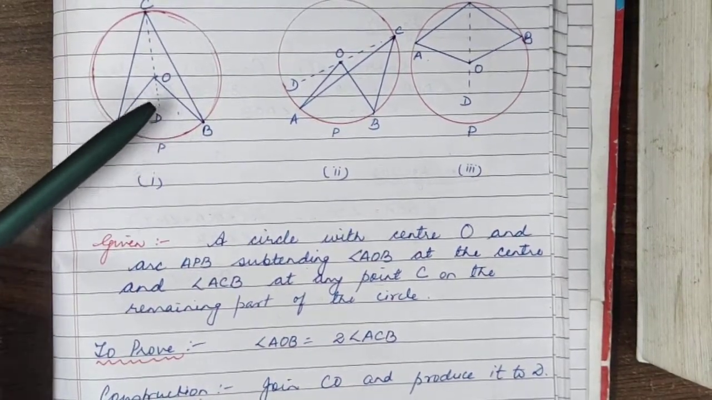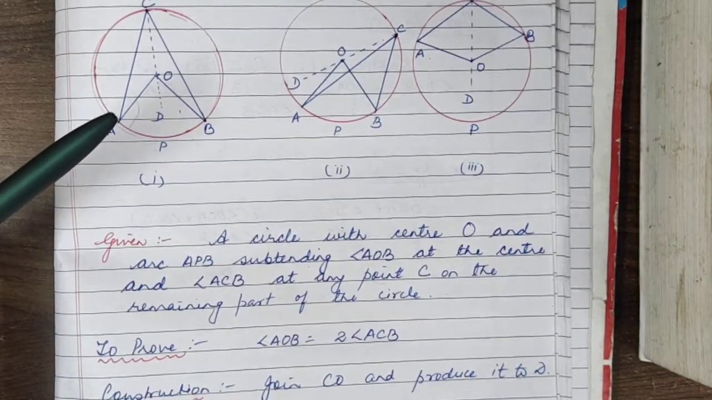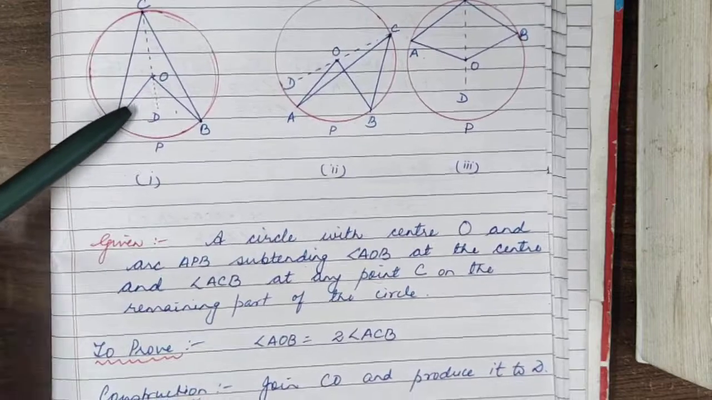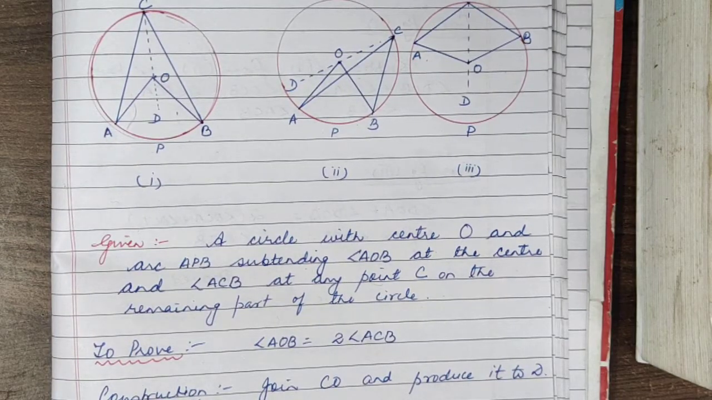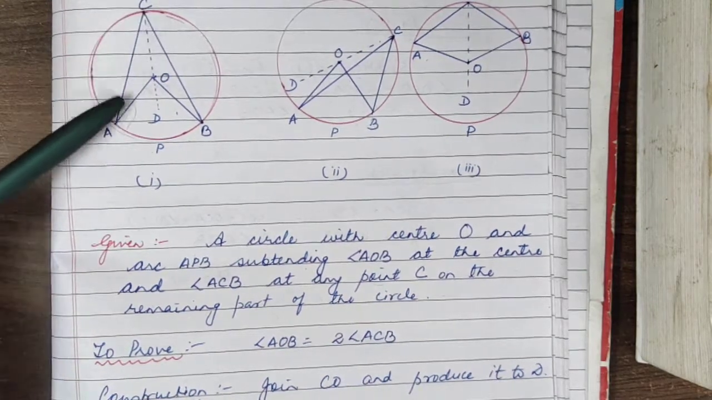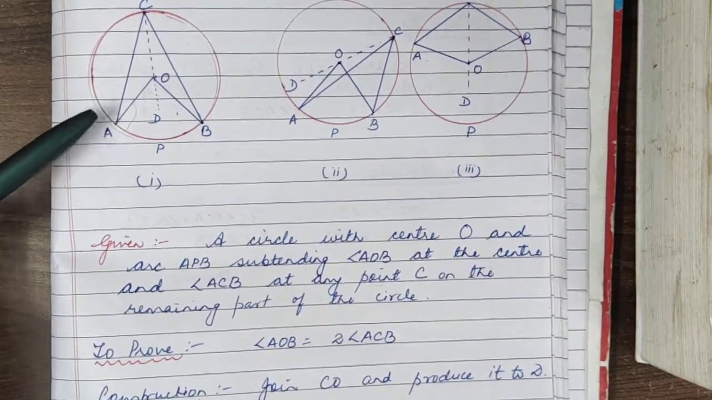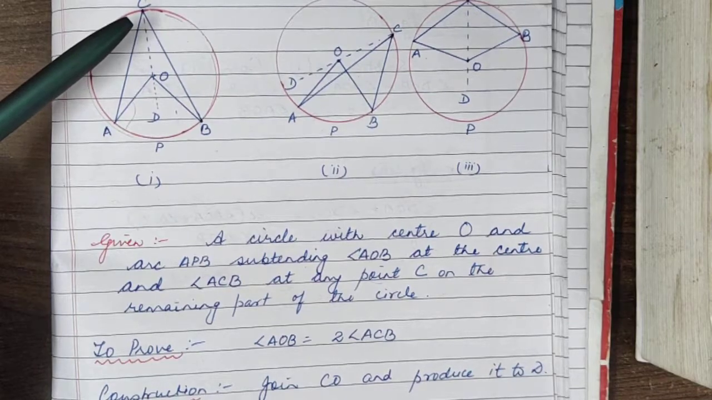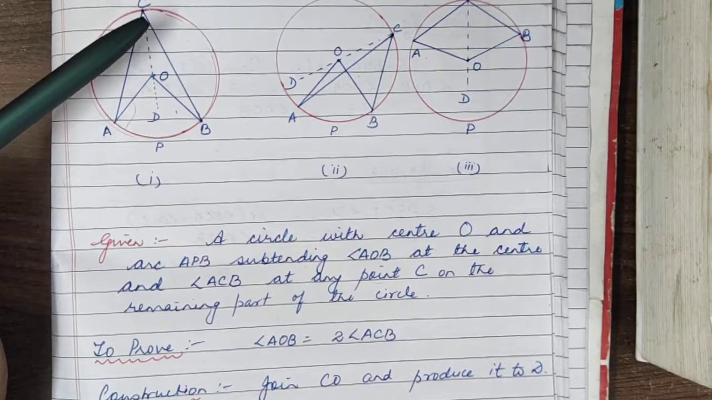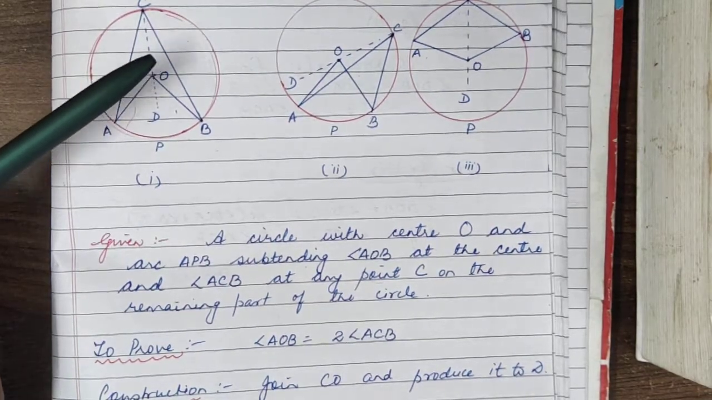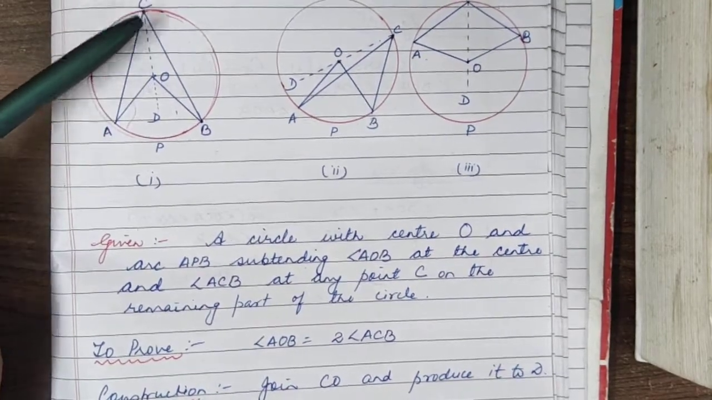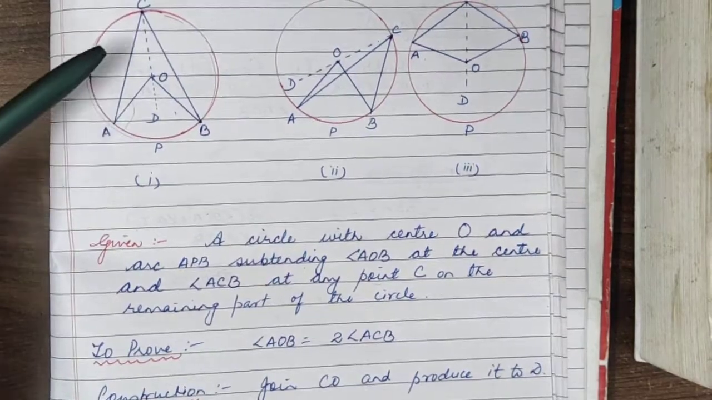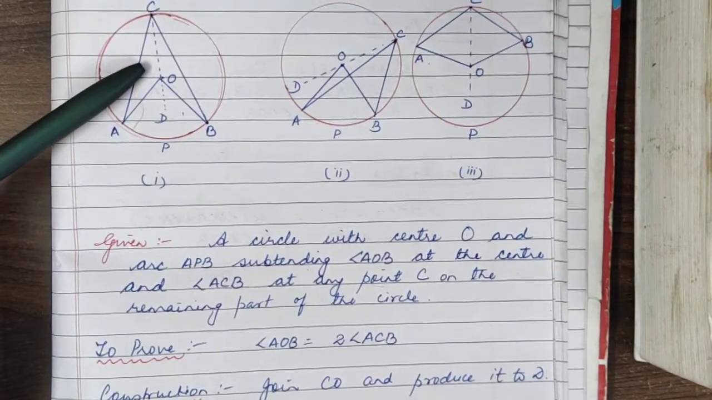Similarly, now what will happen? Angle DOA, this angle, is an exterior angle for this triangle. So angle DOA will be equal to the sum of two opposite interior angles, that is angle OAC plus angle OCA. Now in place of angle OCA, we can write angle OAC, or in place of OAC we can write OCA, because both are equal. So angle DOA is equal to twice angle OCA.